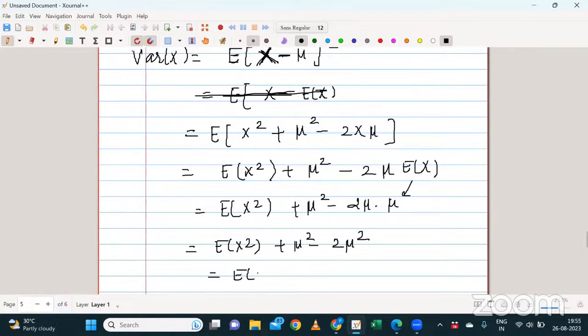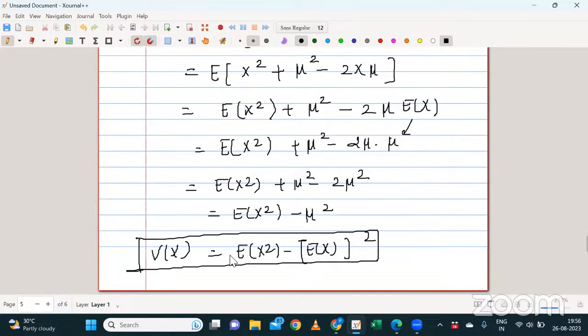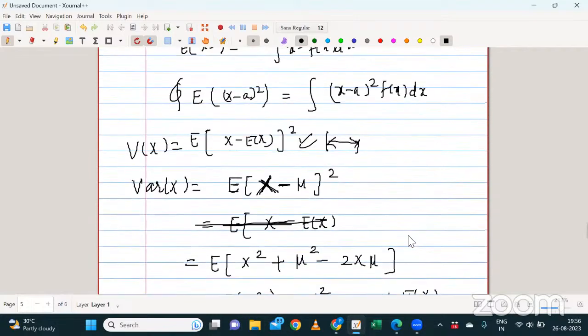So it will be expected value of x square minus mu square. And what is this mu? This mu is nothing but expected value of x. So it will be expected value of x whole square. So that formula, which you remember, is this one, right? And this is the same as this one, because variance is defined like this.